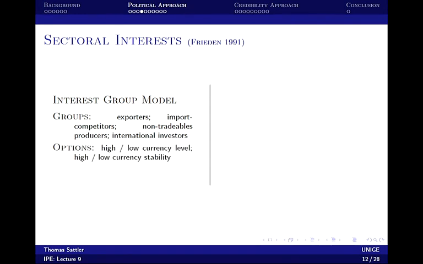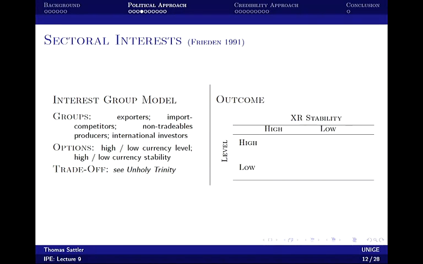So you have two options. You can choose a fixed exchange rate and a flexible exchange rate. And you can try to have a low exchange rate, which means your currency is worth little relative to other currencies, or a high exchange rate. So let's put those into these boxes. Here you have the exchange rate with stability. High stability would mean a fixed exchange rate, and low stability would be a flexible exchange rate. And then a high level and a low level.